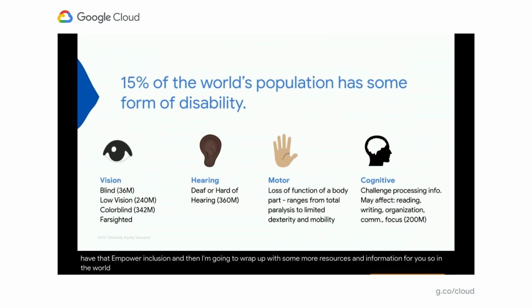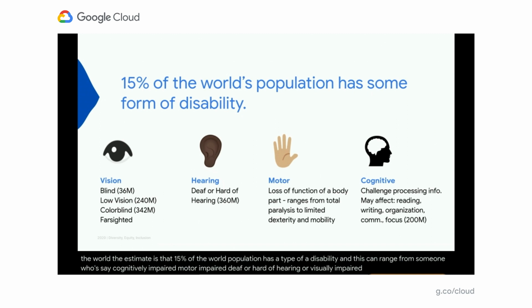So in the world, the estimate is that 15% of the world population has a type of disability, and this can range from someone who's, say, cognitively impaired, motor impaired, deaf or hard of hearing, or visually impaired. And for those, 15% of the population amounts to about 1 billion people in the world. So again, it's a huge amount of people who have a disability. And to give you an idea of the scale of that, there are actually more people in the world who are colorblind than those who speak English as a native language.